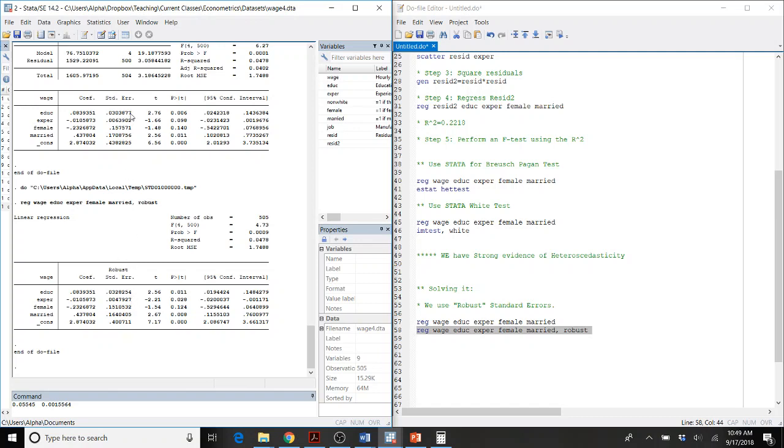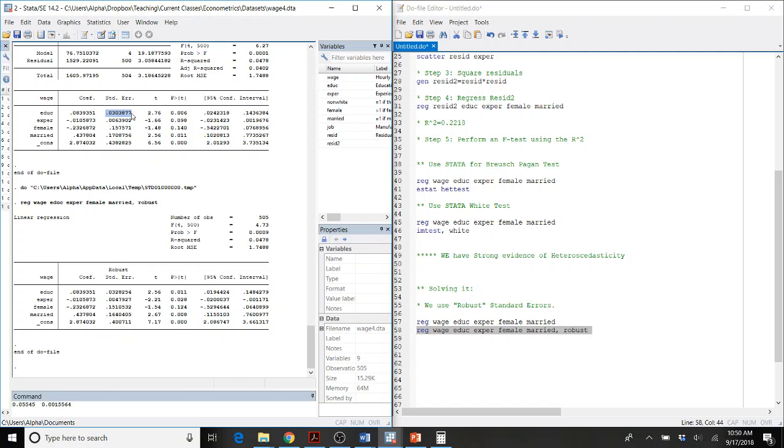Now, I mentioned before that heteroscedasticity makes the standard error biased. But we don't know whether it's biased up or biased down. It could be biased up. The standard error could be too big, or the standard error could be too small. If the standard error is too small, then we increase the chances of committing a type 1 error. That means we find it to be more significant than it actually is. If the standard error is too small, we find that it is more significant than it actually is.